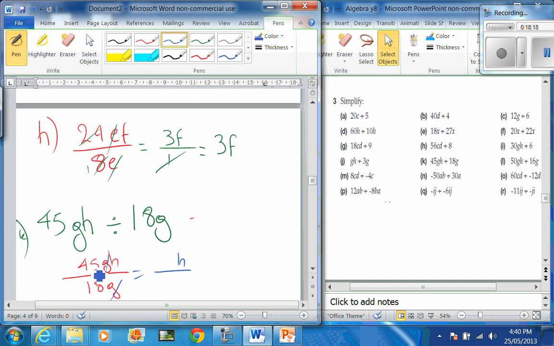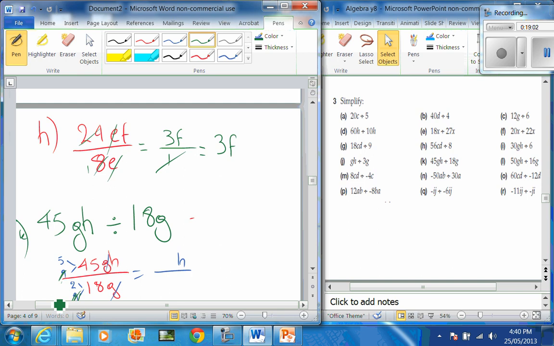Now I have to think, what's the number that is common in 45 and 18? I'm thinking my factor tree. 45 is 5 times? Yes, 9. And 18 is something that has 9? Yes, 2 times 9. So what I'm cancelling is this little 9. I don't need 9 here. I don't need 9 there. I'm getting rid of the factors of 45 and 18 that are the same.